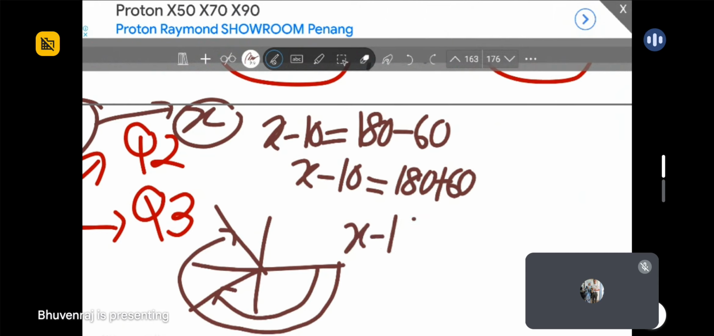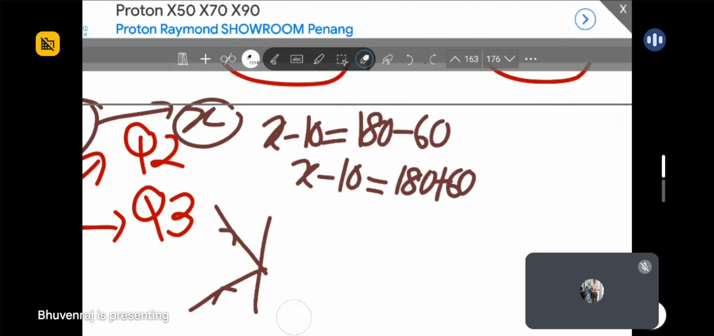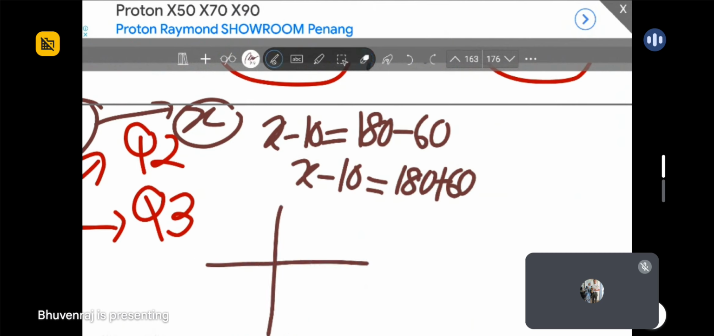So x minus 10 equals negative 180 minus 60. So guys, nilai x akan dapat jawapan negatif. Am I right? So this is wrong. Salah. This one tak boleh. So now confirm arah macam ni salah, because tak kira macam mana pun, kamu akan dapat jawapan negatif. You will get a negative value. So you need to think of any other method.